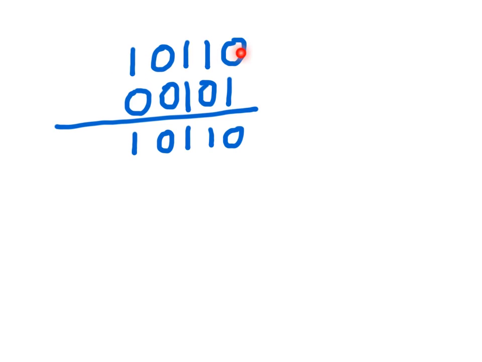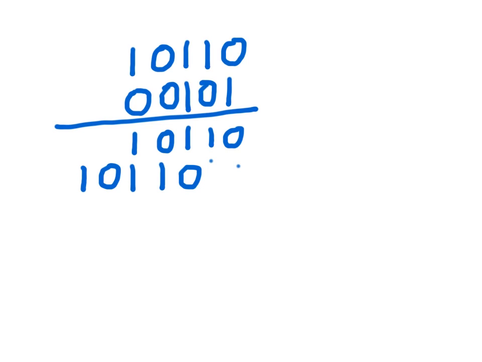0 times 10110 is 0, which means that rather than move over one place, we're going to move over 2 places. So we can make a little note if we want, just to remind ourselves for our next number that we've moved over 2 places. And then we have 1 times 10110, which means we are going to write down 10110, making sure, of course, that we've moved over 2 places because of this 0.